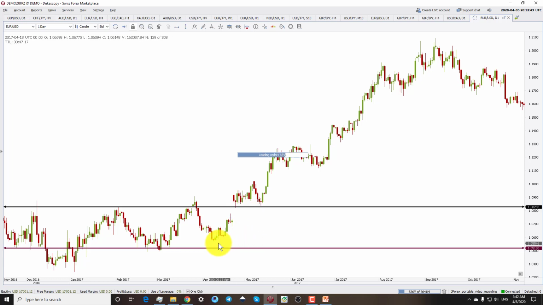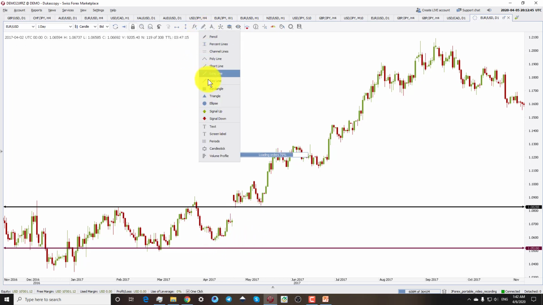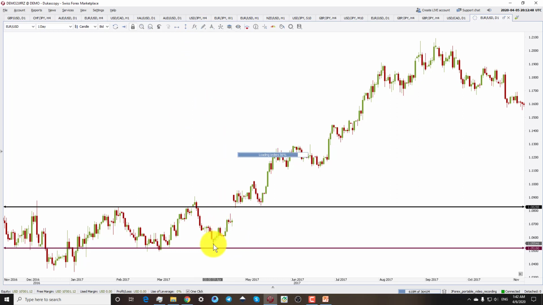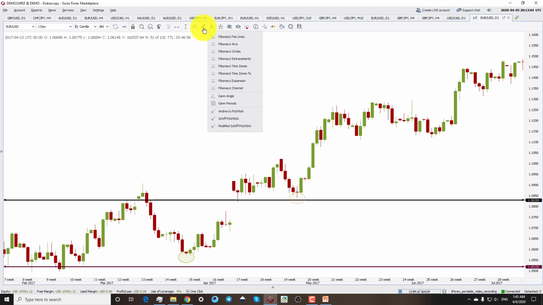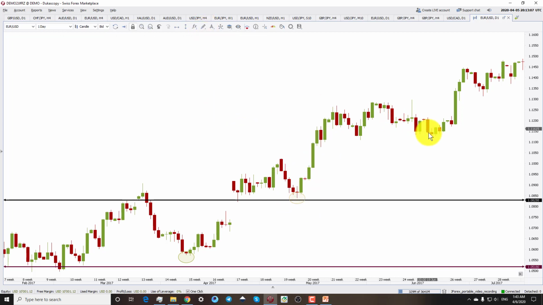Now we see that here, this area was a support for the price. Do you agree or not? This area was support for the price. Now support is the area from where the price tends to go higher. This was again an area of support. From here the price went higher. Now this is another support from where the price went higher.